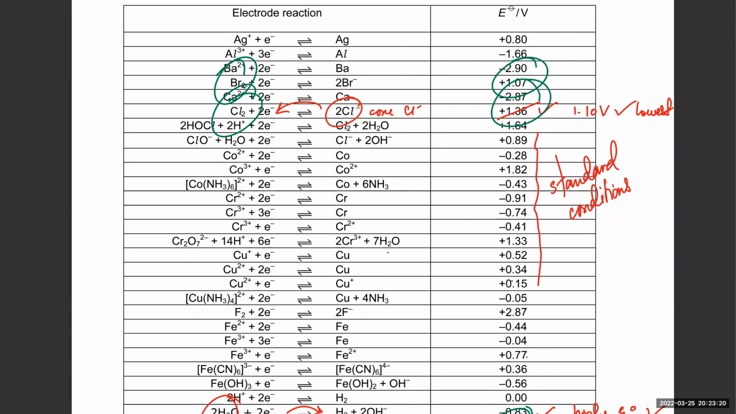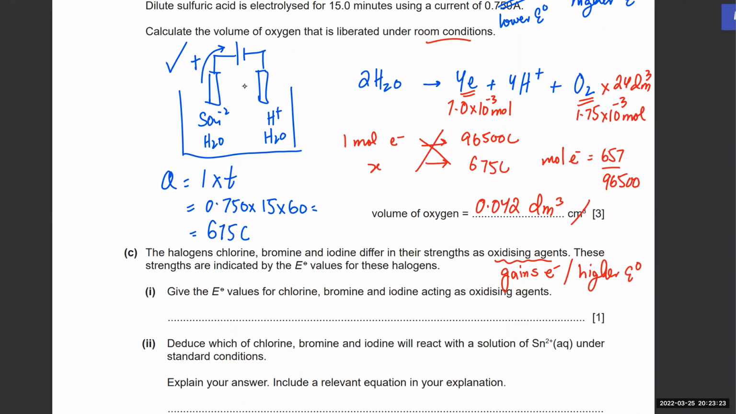So if I just quote these values, the Cl2, Cl minus electrode, that's 1.36 volts. The Br2, Br minus electrode, that's 1.07 volts. And the third one, iodine, I2, I minus electrode, that's 0.54 volts. So who really likes to gain electrons out of the three? Chlorine. So that means that's a good oxidizing agent.